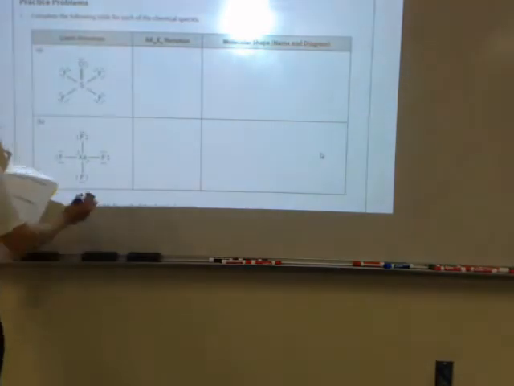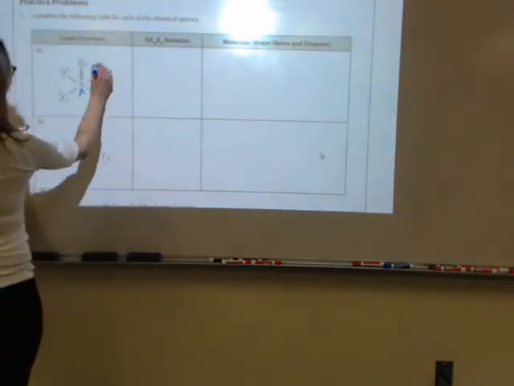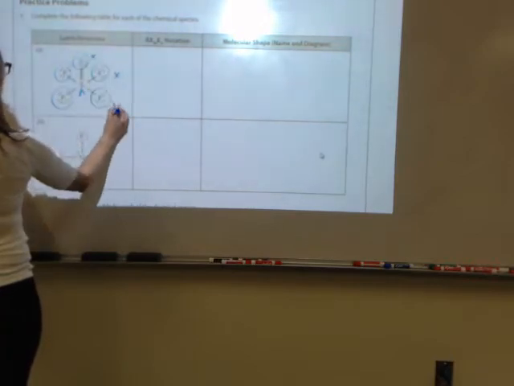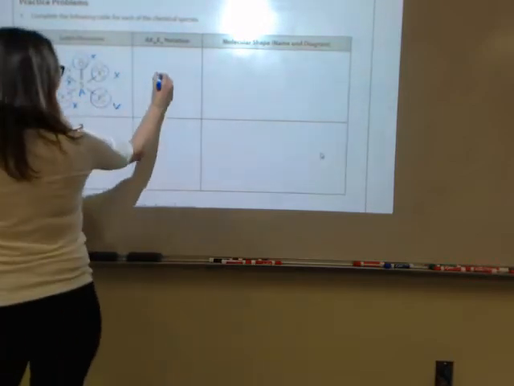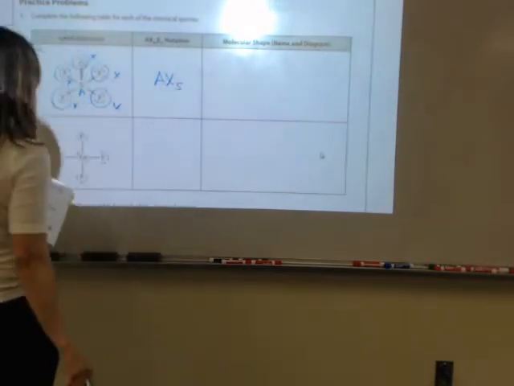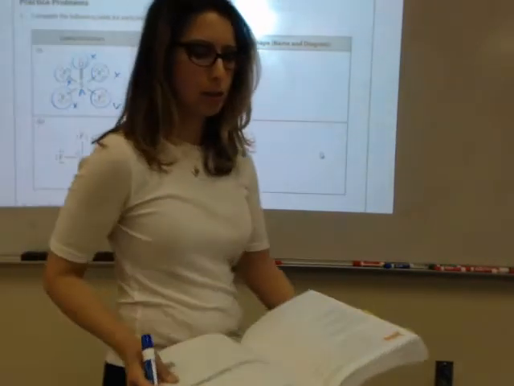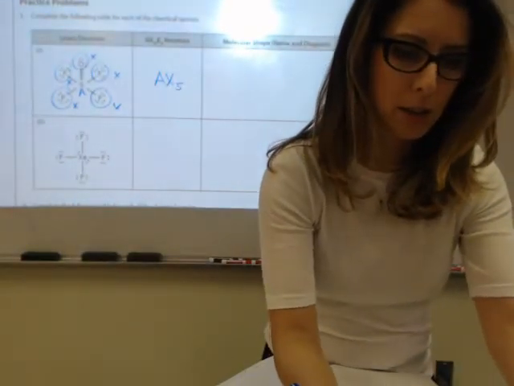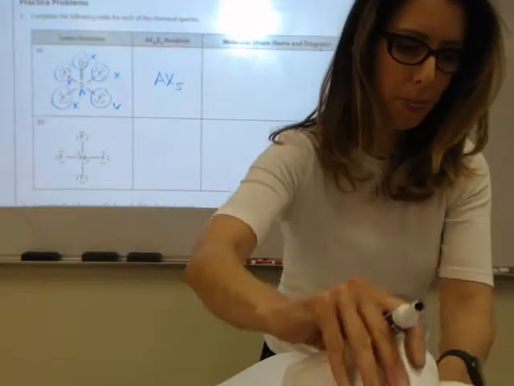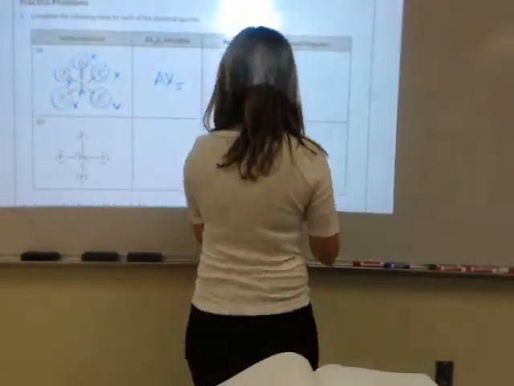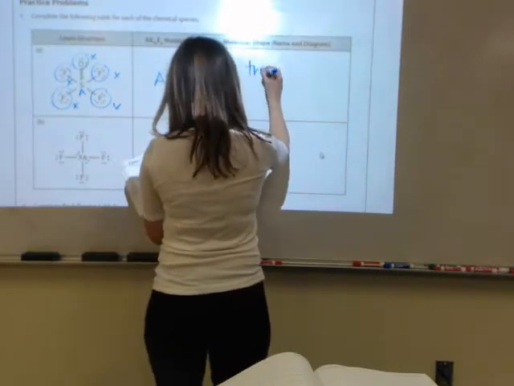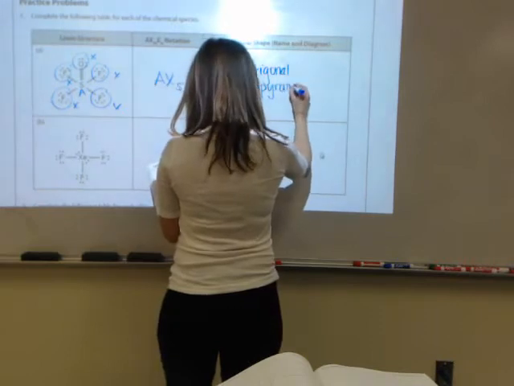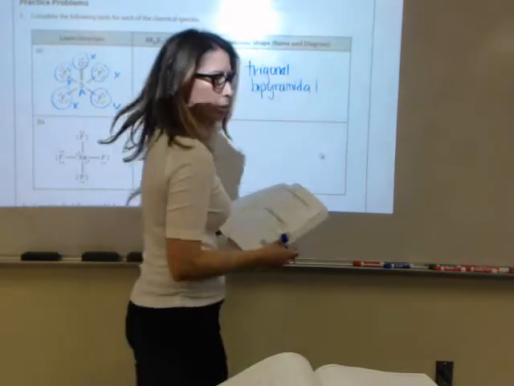So if we're looking at this Lewis structure, we have our central atom A. I have 5 bonded groups, X's. So this is AX5. I have no lone pairs of electrons on the central atom. And that means this will be trigonal bipyramidal. We're not going to draw the diagram here.